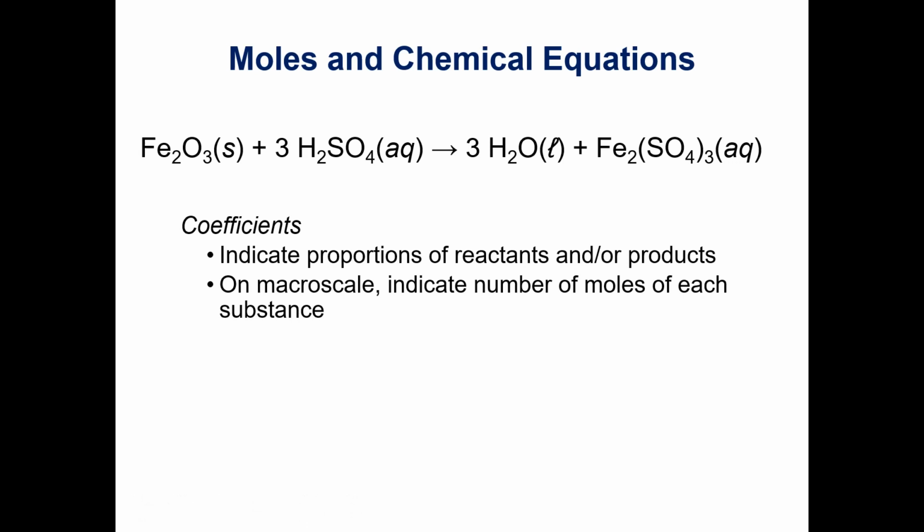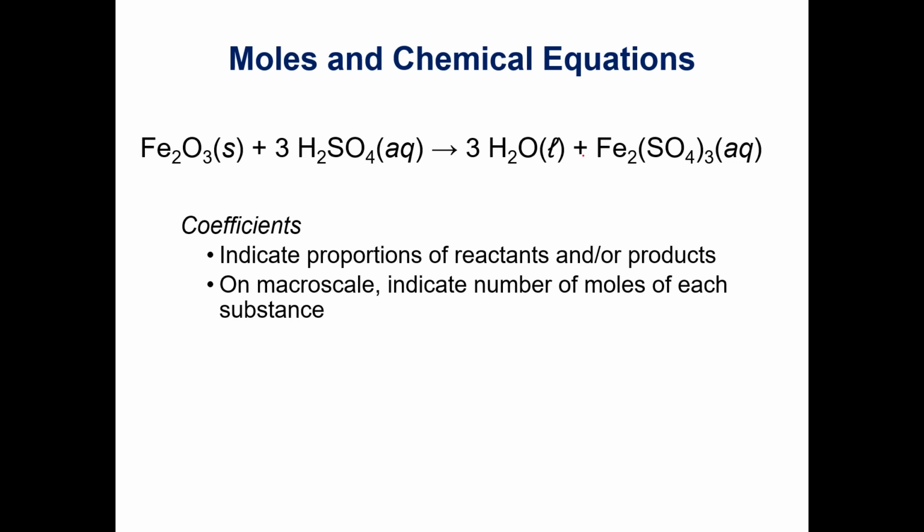In stoichiometry, we look at the proportions of reactants and products. So, for example, if we look at this equation here, normally we would read this equation as 1 molecule of iron 3 oxide reacts with 3 molecules of sulfuric acid, and we get 3 molecules of water and 1 molecule of iron 3 sulfate. However, we can also think about this in terms of moles.